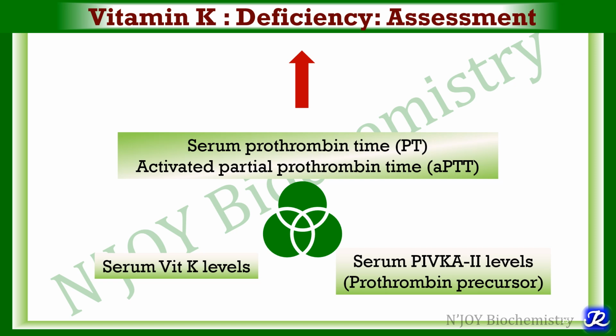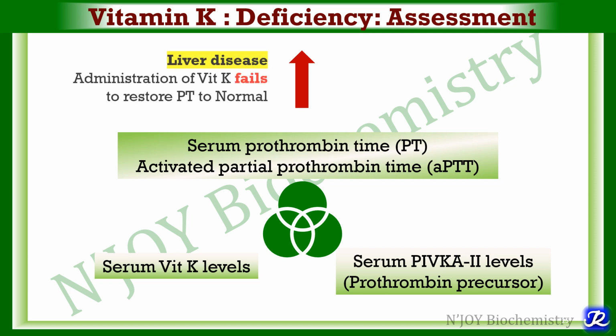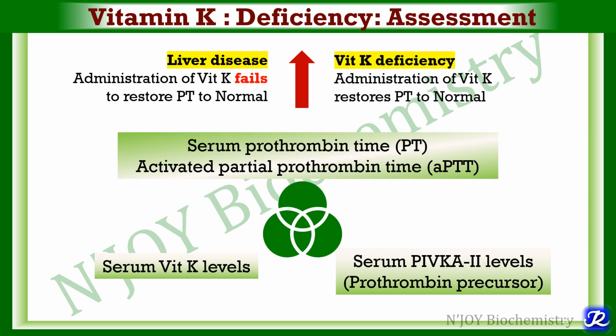But this prothrombin time is also prolonged in vitamin K deficiency. Now how to differentiate whether the prolongation is because of liver disease or due to vitamin K deficiency? For that, the PT is measured before and after the administration of vitamin K. So what happens in liver disorder? In liver disorder, the administration of vitamin K fails to restore the PT to normal levels. Whereas if it is due to vitamin K deficiency, PT is restored to normal level. And this test is done before undertaking any surgery on jaundiced patients to prevent excessive bleeding during surgery.